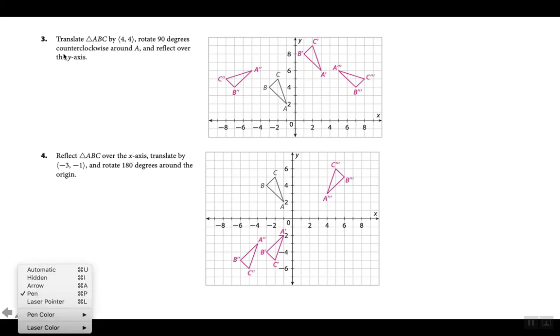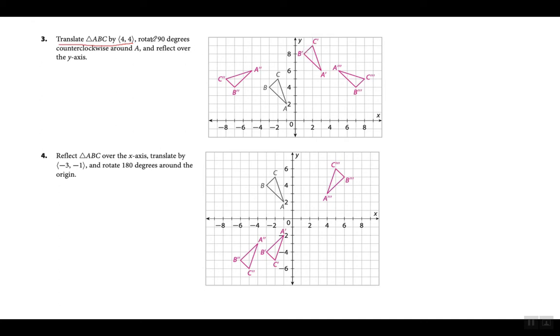Now, they want us to first translate triangle ABC by a vector of 4, 4. Okay, that means 4 units to the right and 4 units up. So if you take any one of these 3 points, let's look at point A, and move 4 units to the right and 4 units up, you can see that A prime is exactly there. I could have done the same thing with B to get to B prime and C to get to C prime. Alright, so right here, this is our first transformation.